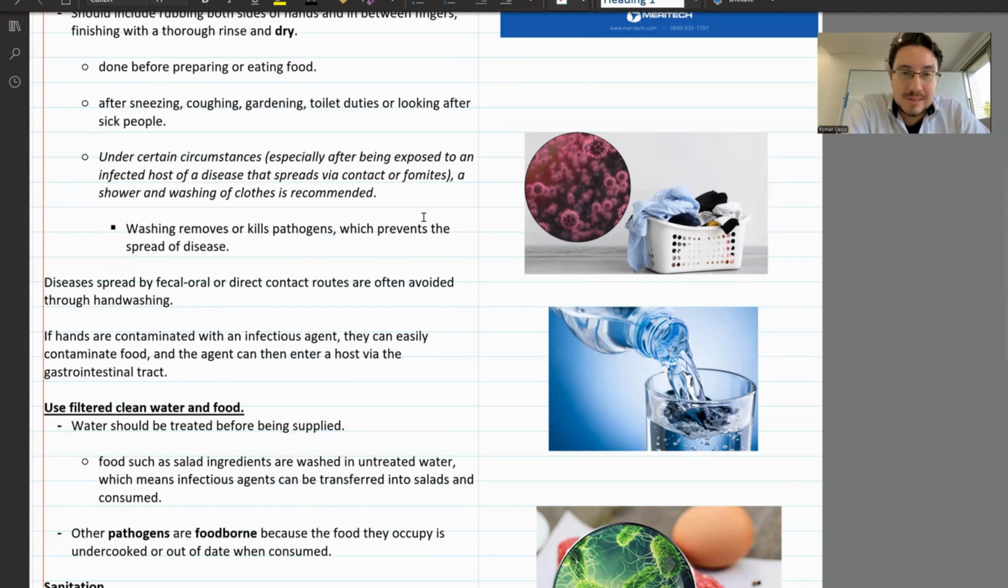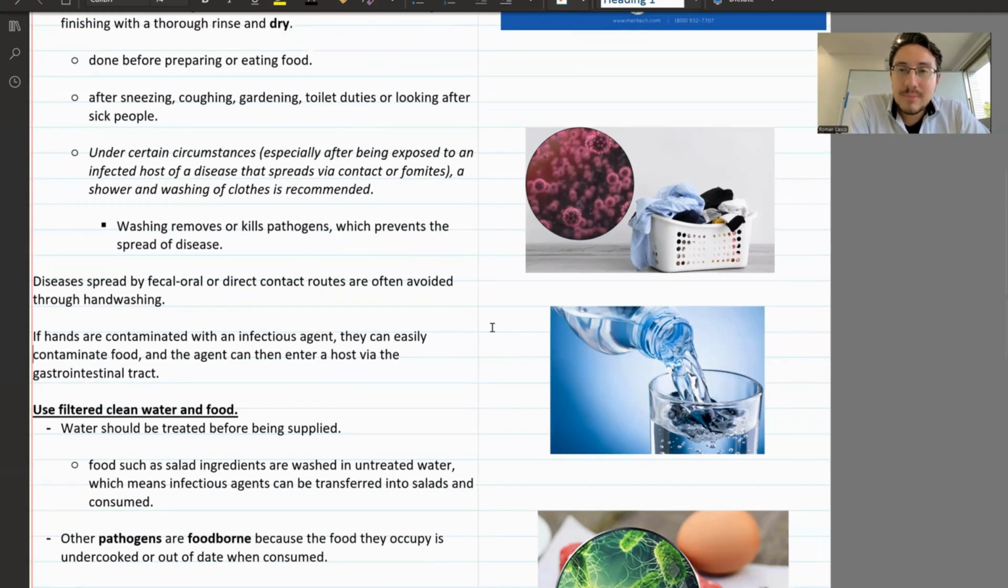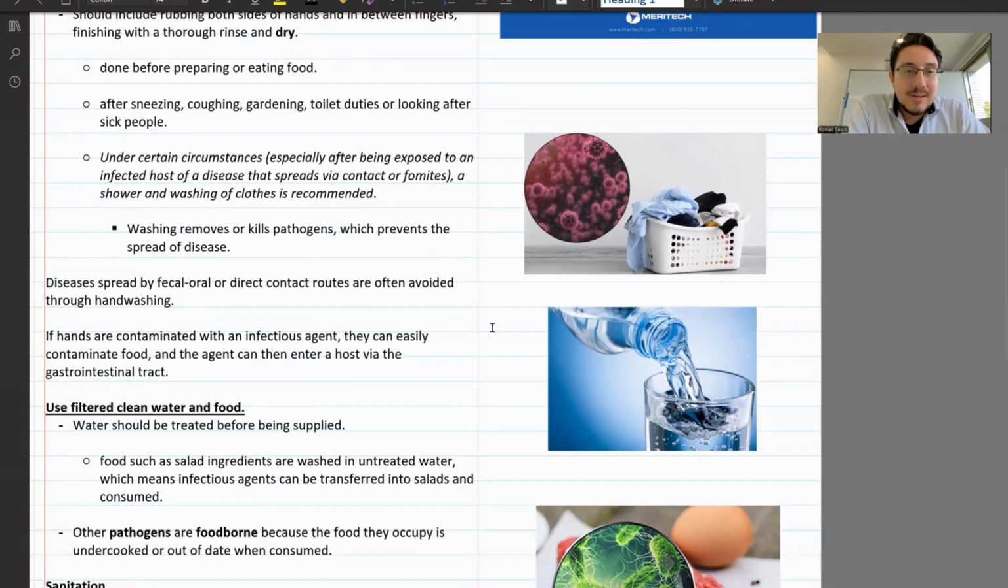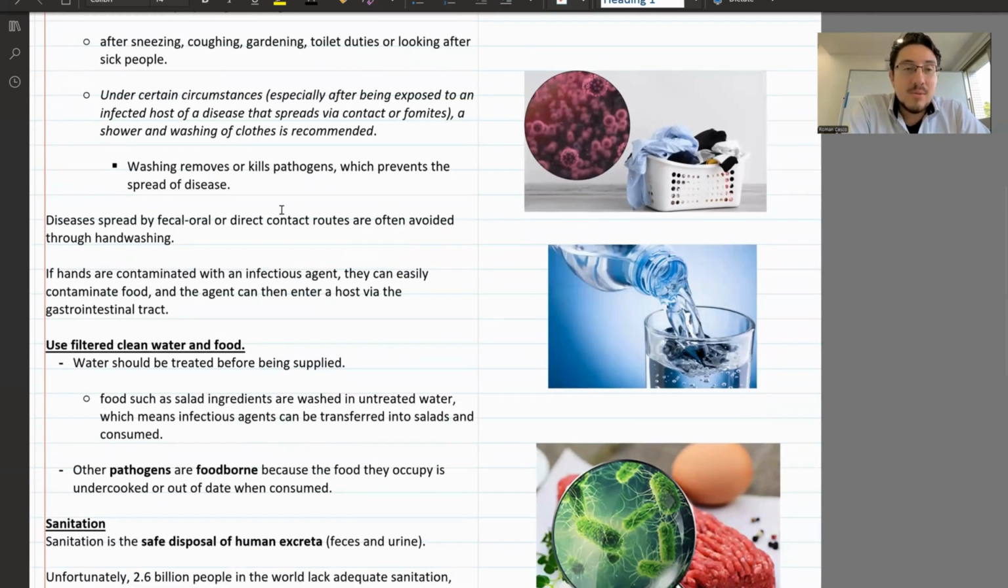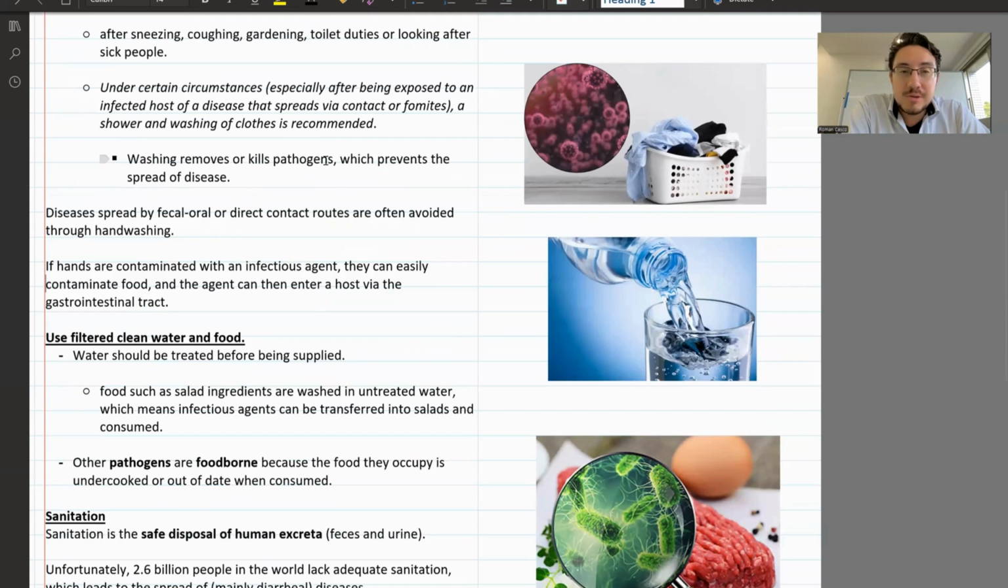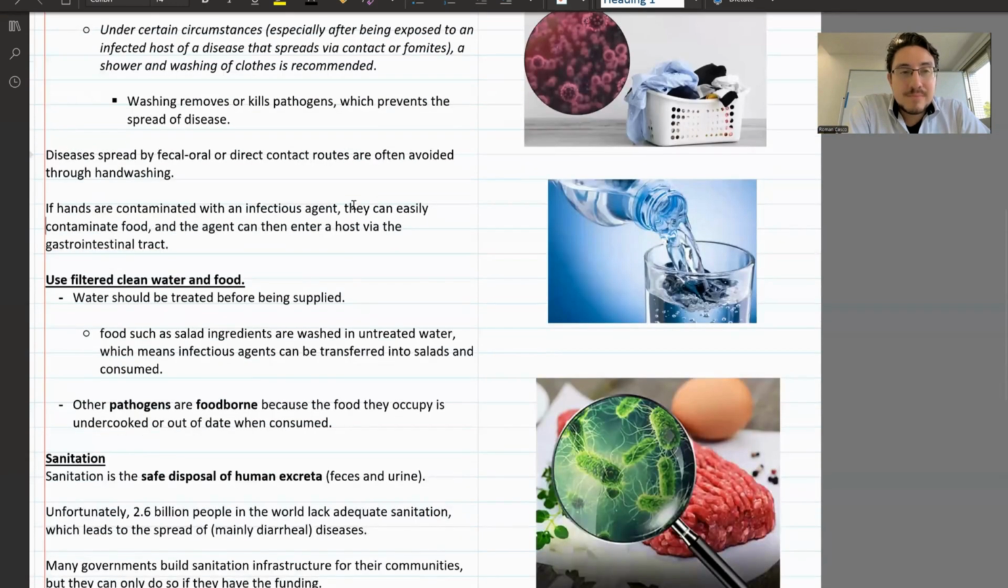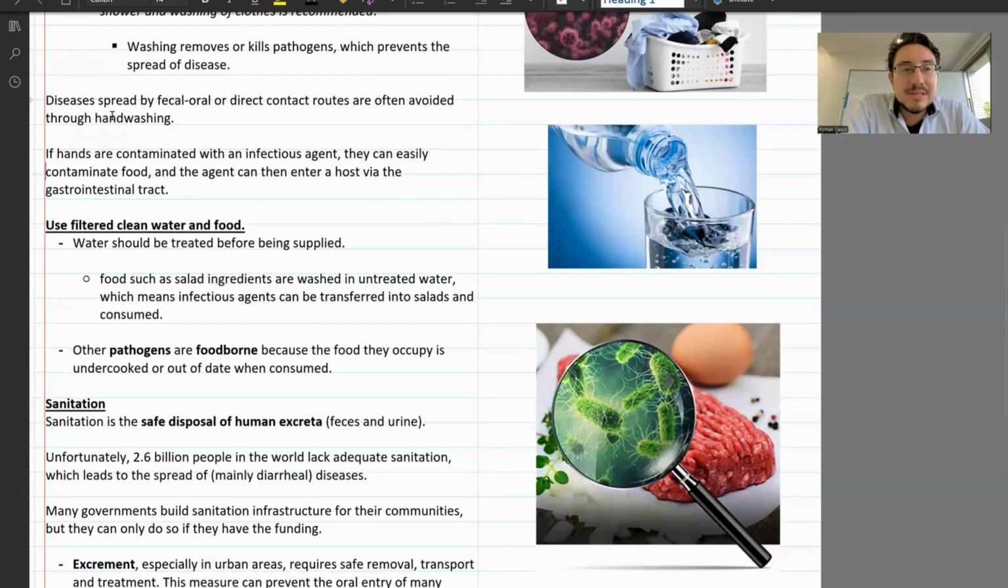It's true. It's a good practice, right? I'm pretty sure we all do that. Definitely recommend that, right? Washing your clothes, right? So washing removes or kills the pathogens, and prevents spread of disease. Very important. So disease spread by fecal-oral or direct contact routes is, again, avoided through hand washing.